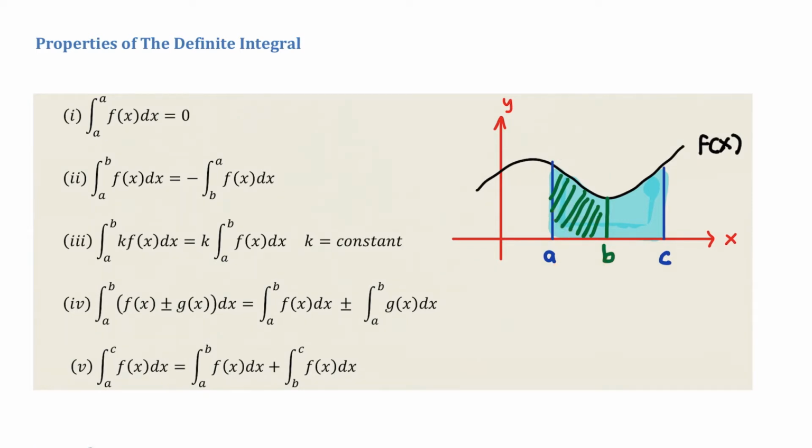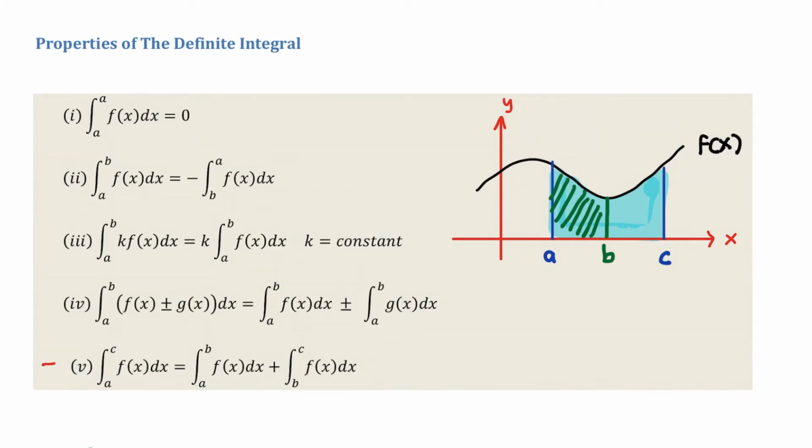The third one, which is the integral from a to b of the constant k times f(x) dx, I think this is what you have done before. You can always factor out the k. Next, a to b of f(x) plus or minus g(x). You have two terms separated with the plus or minus, so you can also separate it into two integrals with the plus or minus. So a to b, a to b. It's the same thing.